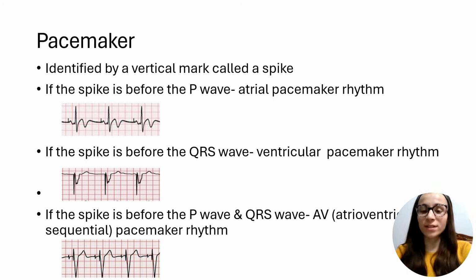The way you know if it's atrial pacing, ventricle pacing, or both is by where the spike is. Over here, the spike is before the P wave, so it's an atrial pacemaker rhythm. If the spike is before the QRS, you're going to have a ventricle pacemaker rhythm. And if you have a spike before the P and a spike by the QRS, that's going to be an AV pacemaker, atrial ventricular, so it's going to pace both.